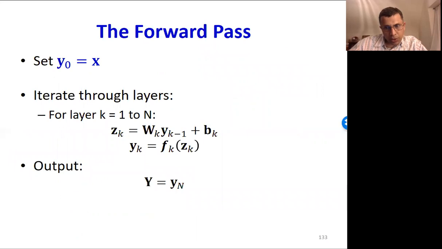And so here is the pseudocode. It's the same operation written in pseudocode. You initialize y0 as x, you iterate through the layers, and within each layer, first you compute the affine value and then the output of the layer. The final output is the output of the last layer. So we've got the forward pass. This was very easy, and the code is very simple when you write things out as vectors and matrices.